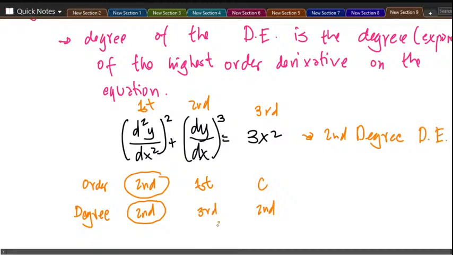The highest degree among these three terms is 3, which is on the second term. But the order of our second term is first, so the second term is not the highest order derivative. We will not consider the degree of that term. In this example, the highest order derivative is in the first term, and its degree is second. That's why our degree for this example is second degree.